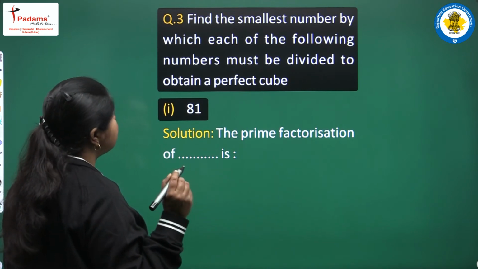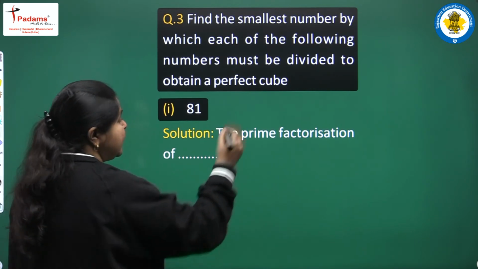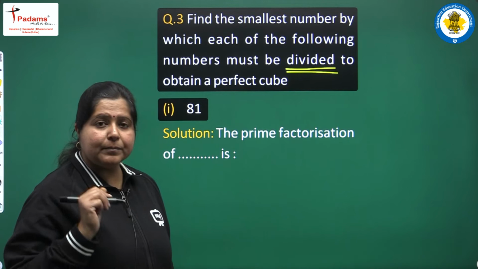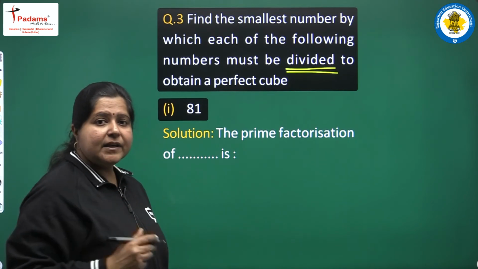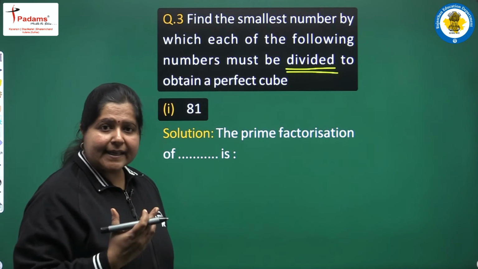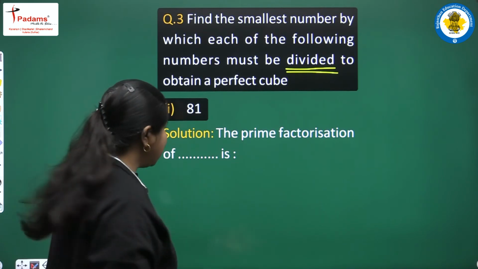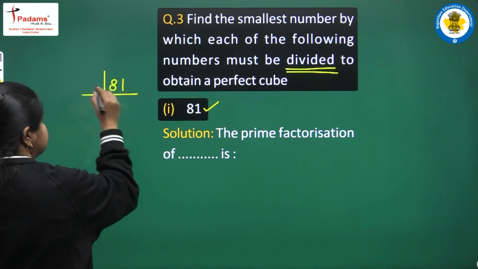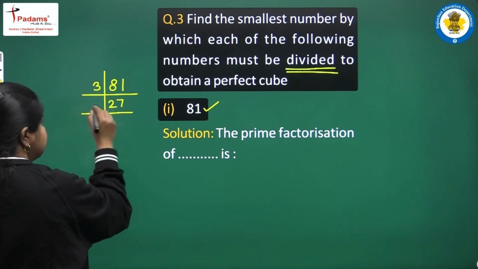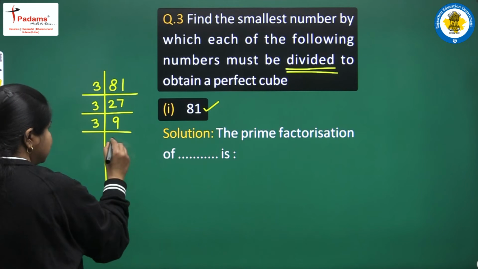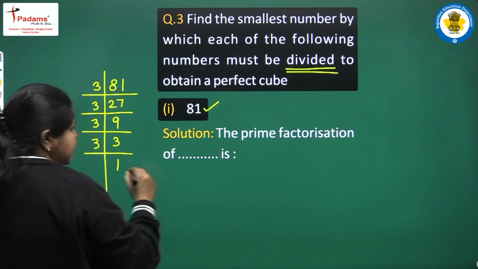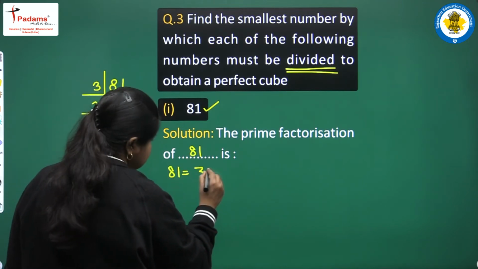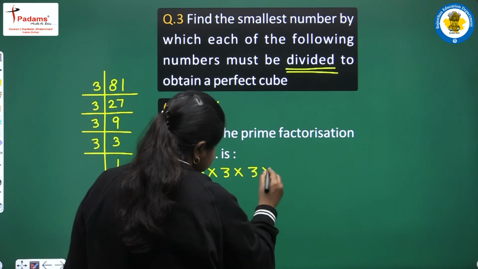Find the smallest number by which each of the following numbers must be divided to obtain a perfect cube. Now again we are given some numbers which are not perfect cubes, and they are asking by which number to divide these numbers so that we get a perfect cube number. So again we begin with the first number 81. First we find its prime factors. Divide by 3, it will go 27 times, then 9 times, then 3 times, then 1 time. So the prime factorization of 81 is given by 3 into 3 into 3 into 3.